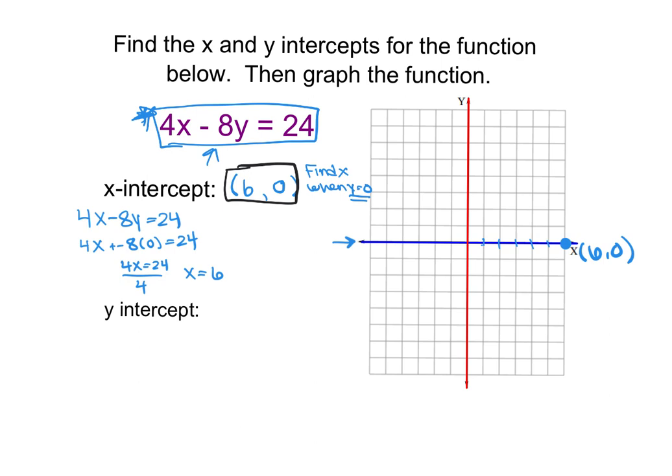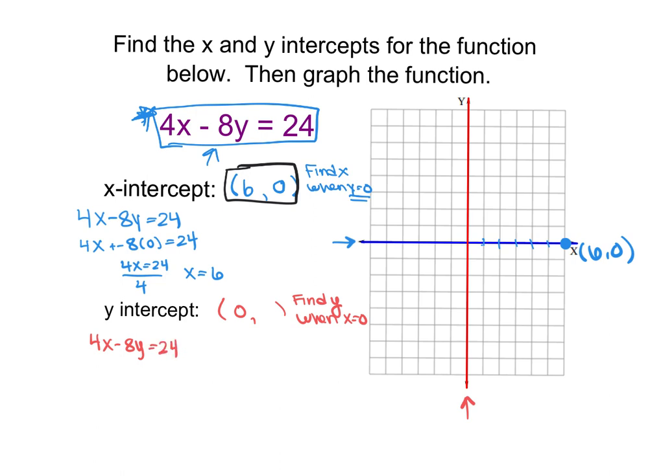Now, let's flip things around and let's find the y-intercept point. Remember, the y-intercept point is where we cross the y-axis. And what we know about all of the coordinates on the y-axis is that all of the coordinates on the y-axis have an x value of 0. And our goal is to find the y value when our x value is equal to 0. So we're going to go through this same process. So we have 4x minus 8y is equal to 24.